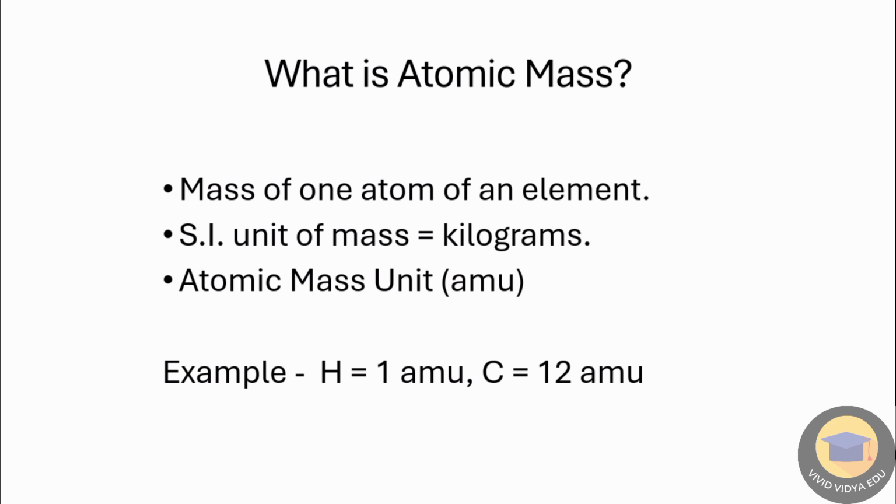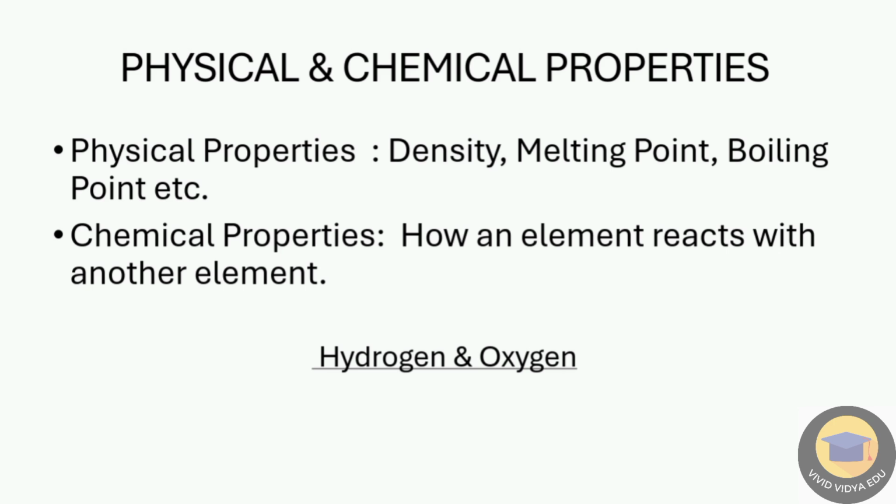Now let's talk about physical properties and chemical properties of an element. Things like density, melting point, and boiling point of elements are its physical properties, whereas chemical properties are how an element reacts with other elements, especially with hydrogen and oxygen, because they are highly reactive and form compounds with other elements. Mendeleev used the formula of oxides and hydrides to group the elements together.